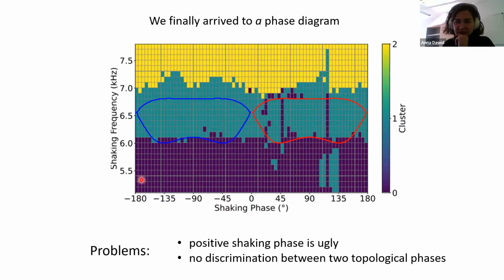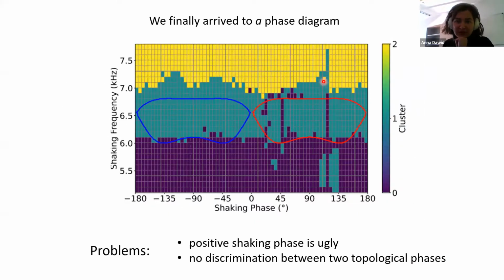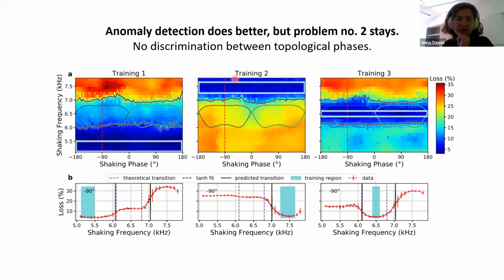So instead of that, because now we were just doing the clustering in the latent space, we turn to the anomaly detection scheme I was telling you about. We train on a part of the phase diagram, and then we try to reproduce all other time of flight images, and how much your autoencoder is wrong indicates different phases. And this is much more clean. We don't have the anomalies that we had from clustering before, but we still don't have any discrimination between topological phases. Sorry, one question.